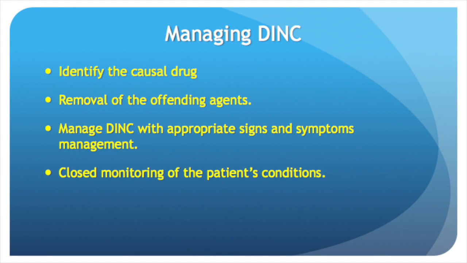How should drug-induced neurologic conditions be managed? First, identify the causal drug. Look for exposure time and risk profile of all drugs. Second, removal of the offending agents. Third, manage the drug-induced neurologic conditions with appropriate signs and symptoms management. And lastly, close monitoring of the patient's condition. Do not forget to document everything.